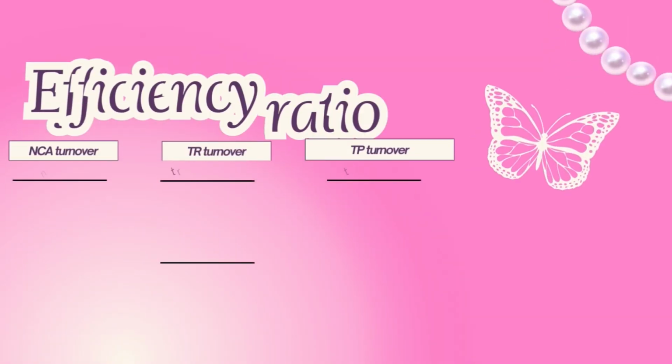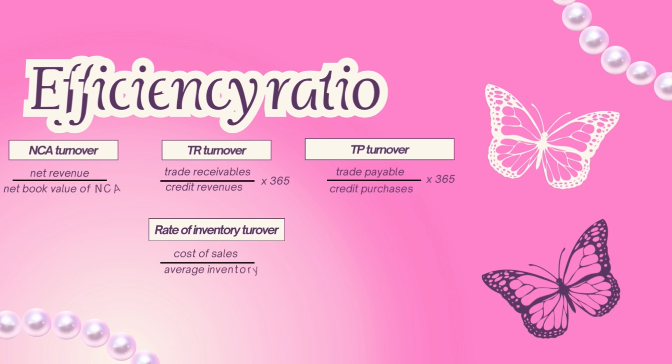To calculate non-current asset turnover is net revenue divided by net book value of non-current asset. To calculate trade receivable turnover is trade receivable divided by credit revenues times 365. To calculate trade payable turnover is trade payable divided by credit purchases times 365. And lastly, to calculate rate of inventory turnover is cost of sales divided by average inventory.